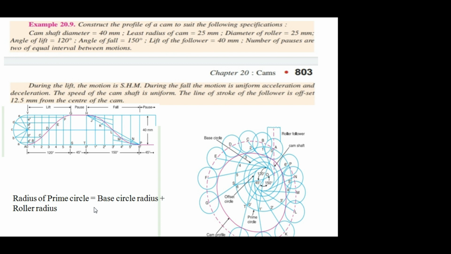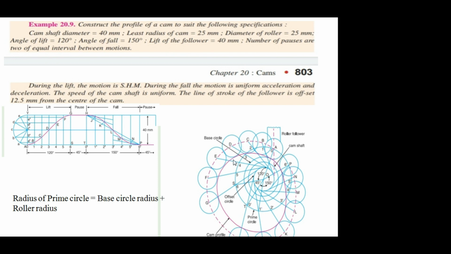The radius of the prime circle is the base circle radius plus the roller radius. The base circle radius is 25 mm and the roller radius is 12.5 mm. So it is 25 + 12.5, which is equal to 37.5 mm, the radius of the prime circle. So by taking O as a center, with 37.5 mm radius, draw the prime circle.